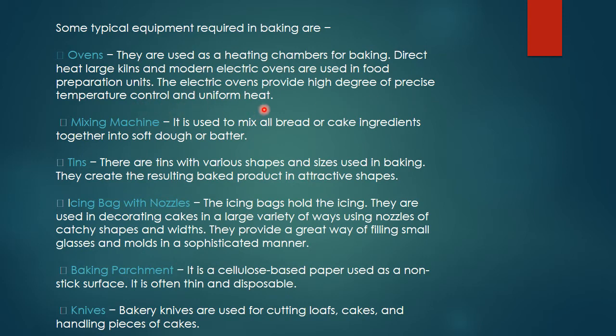Next, mixing machines. They are used to mix all bread or cake ingredients together into soft dough or batter. Tins of various shapes and sizes are used in baking, and they create attractive shapes in the resulting baked products.